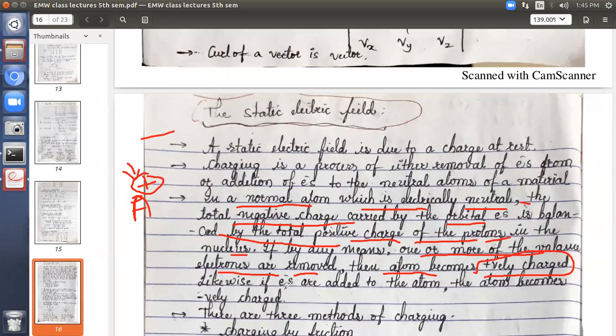And likewise, if electrons are added, it is like this. Negative doesn't mean it is deficient, that something is less. A minus means the electrons are added, so it is negatively charged.